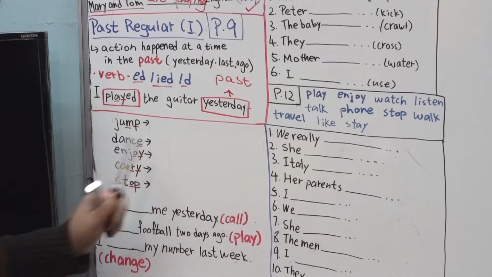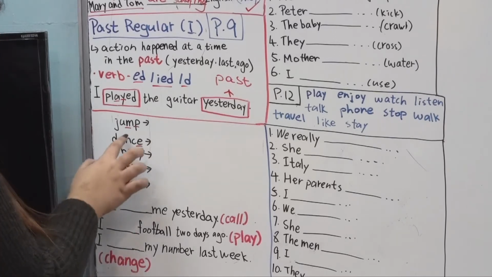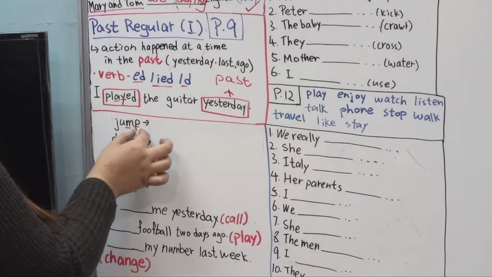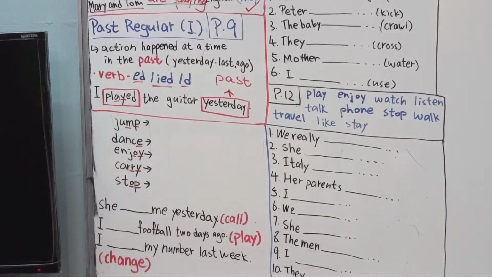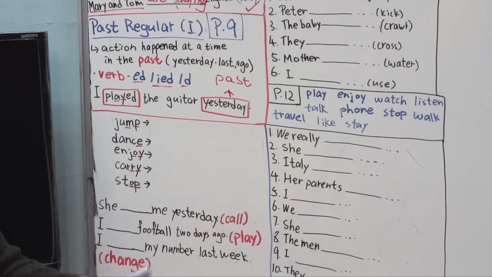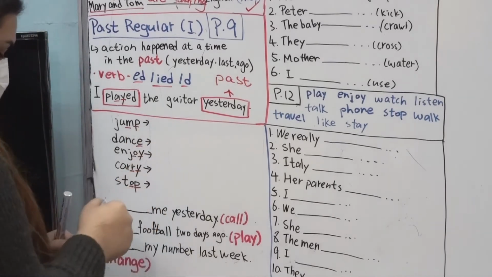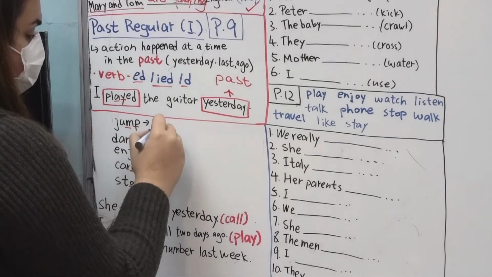So let's look at some words to find out how we change the verb in past tense. All right, the verb here is jump. Let's look at the last two letters. It ends with M and P, jump, right? So they both are consonants, right? So we just add, what do we add? In past tense, we add ed. Remember that, okay? So jump becomes jumped.